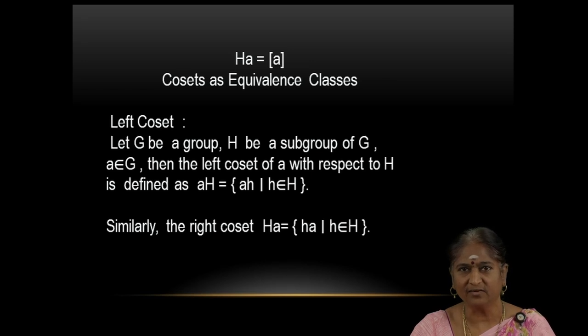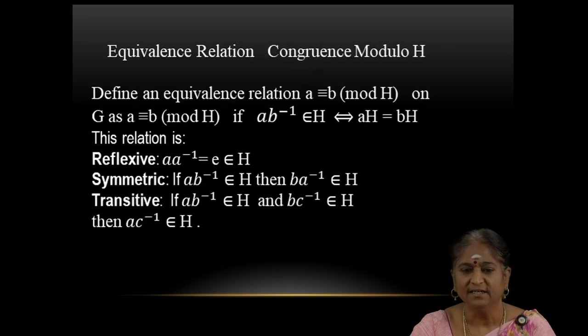Similarly, the right coset of a in H can be represented by Ha, which is equal to the set of all ha such that h belongs to H. Next, we define congruence modulo H. a is congruent to b modulo H on G, written a ≡ b mod H, if ab inverse belongs to H, if and only if aH equals bH.